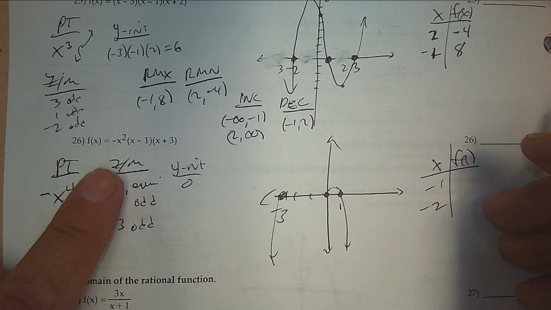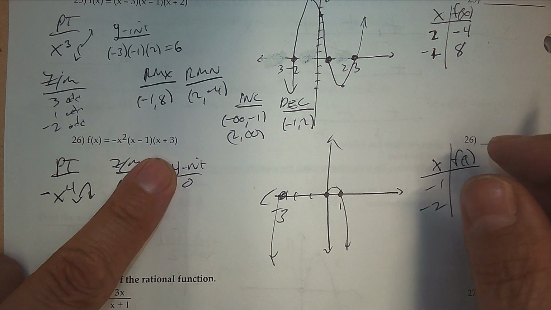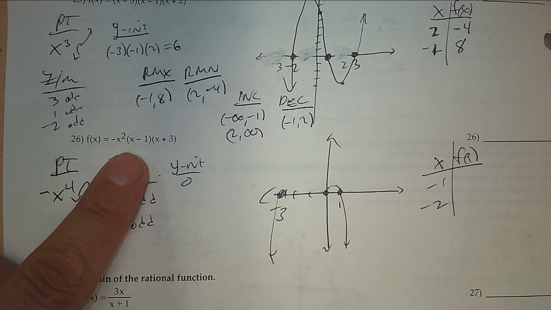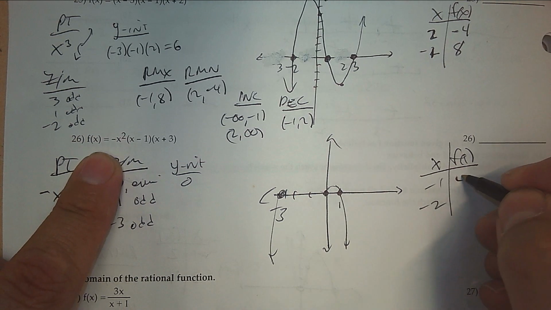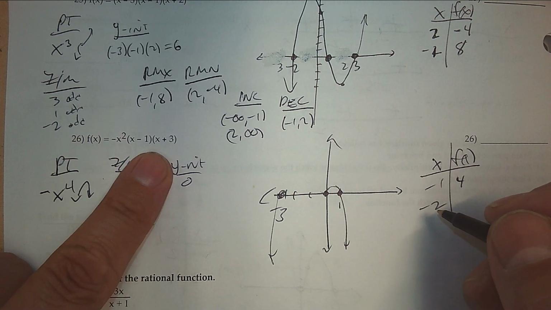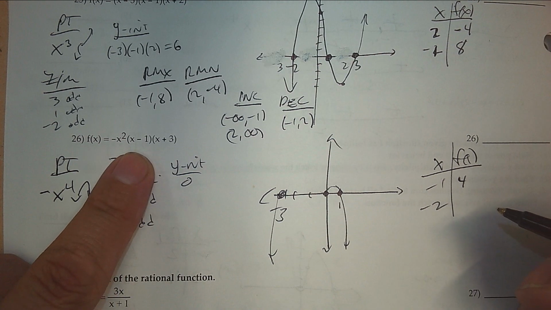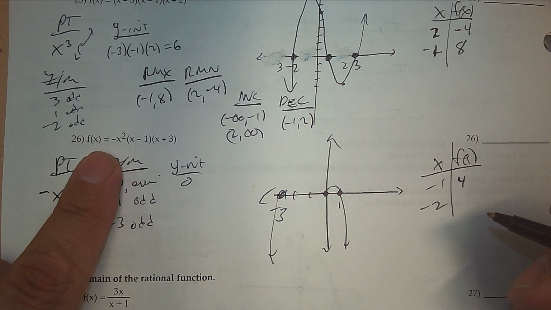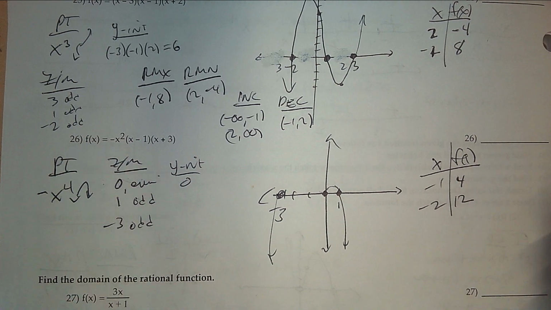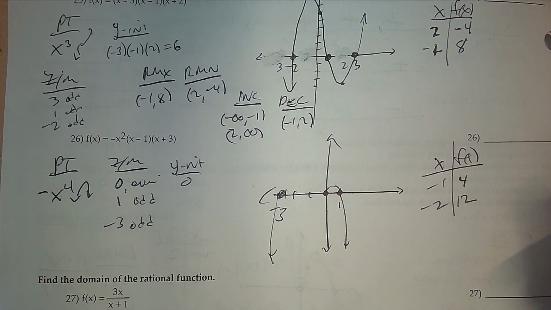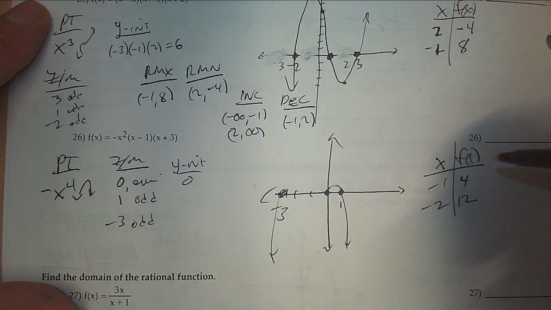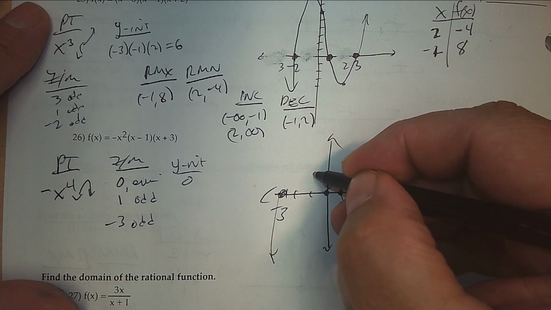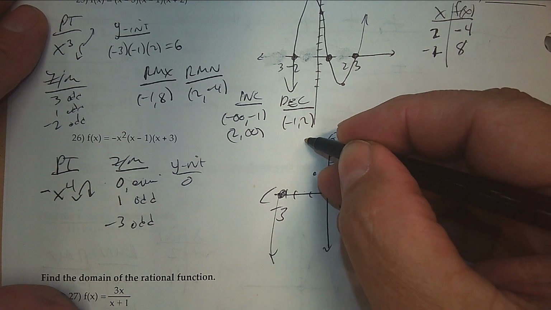So at negative 1, I would get 2 times negative 2, which is negative 4. And another negative makes it positive. So that's 4. Negative 2 would give me 1 and negative 3 and 4. So it's negative 4 times 3, so it's 12. So we got 4 and 12.